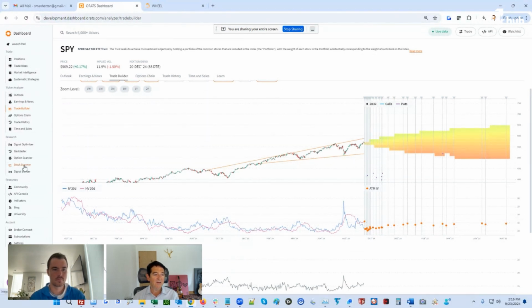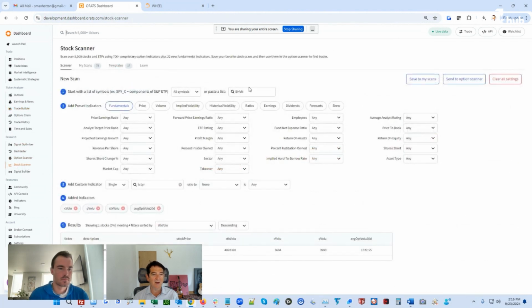Now, if you wanted to find some of that theta edge that Tyler was talking about, you could go in the backtester, but another way to do it is to go in the stock scanner and say, hey, I want to find stocks that have that kind of theta edge.